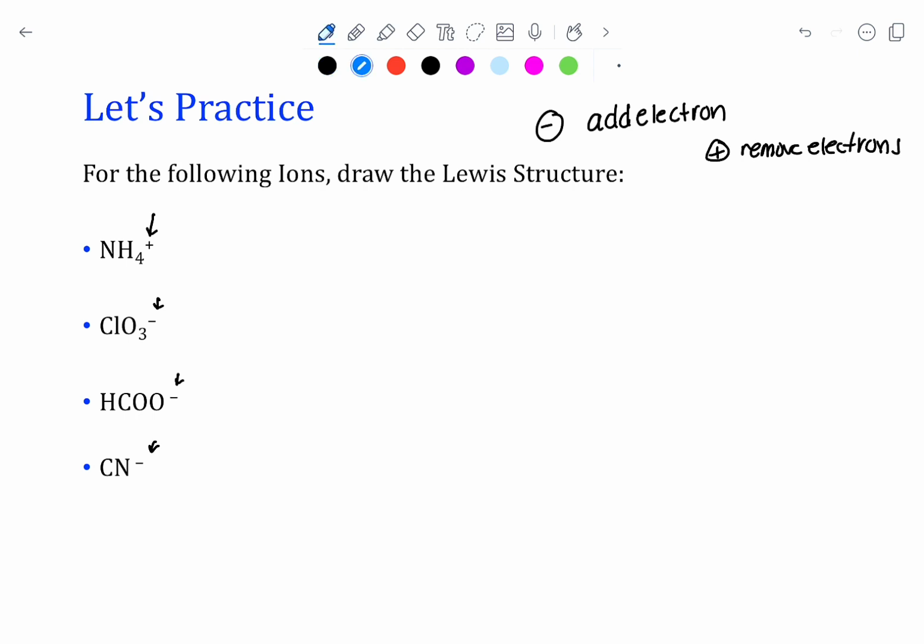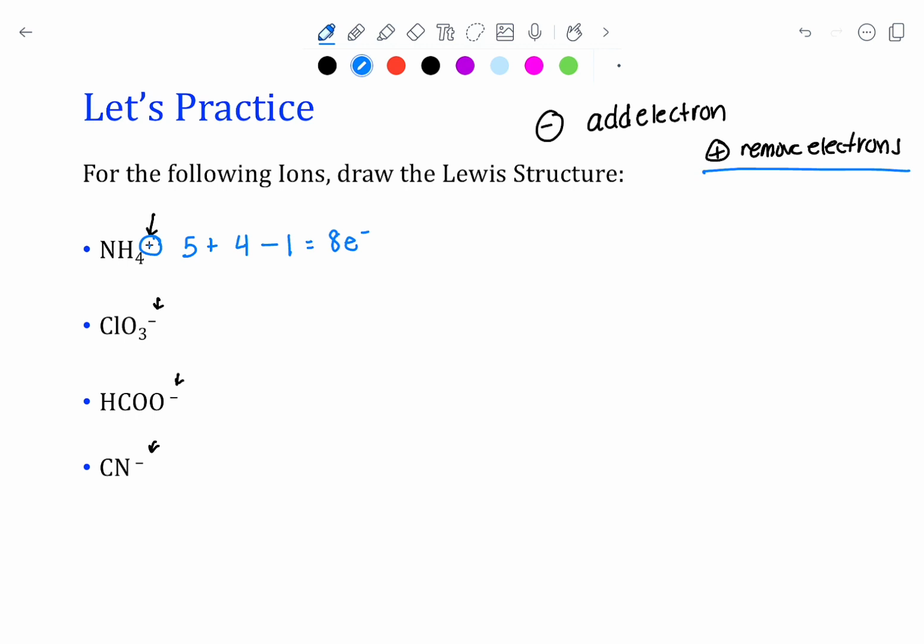For our first example, NH4+, we're going to count up our valence electrons as is. So we're going to say nitrogen has 5. Hydrogen contributes 4, right? That's 1 times 4. And since we have a plus charge, it means we removed electrons. How many electrons did we remove? Well, there's no number next to it, so it's 1. So we subtract 1. So we get the total number of electrons in the structure as 8.